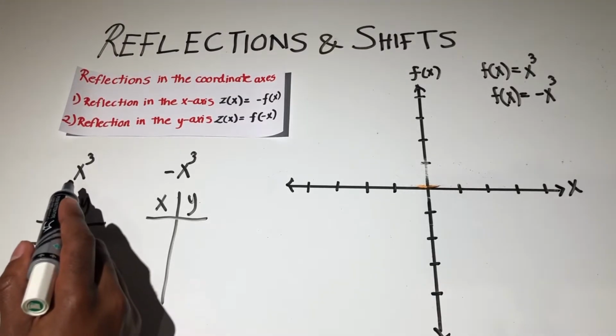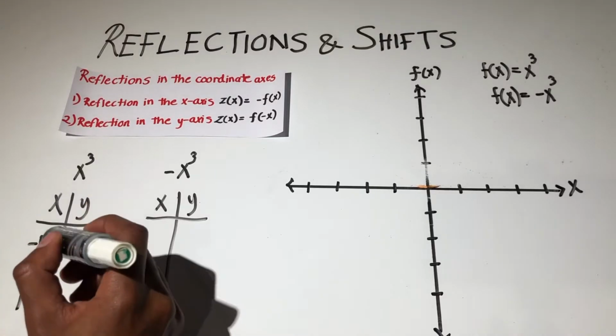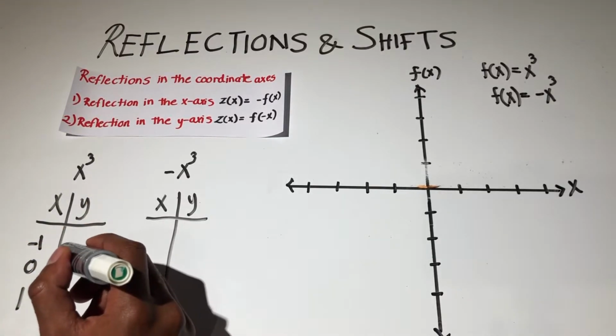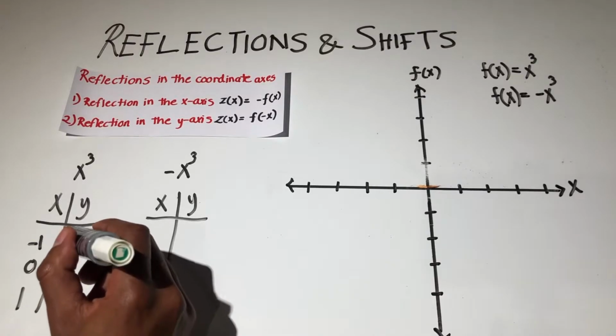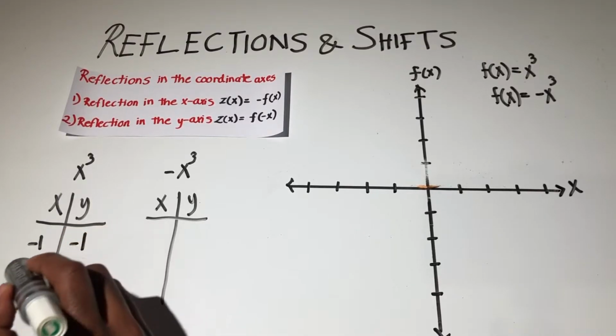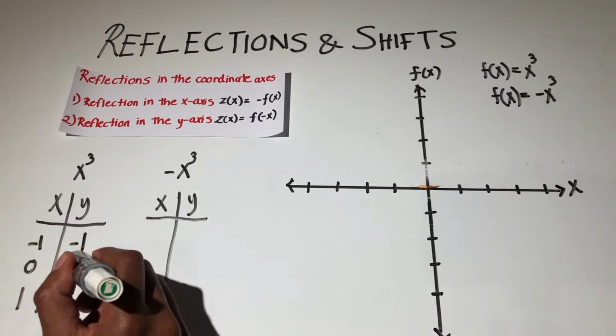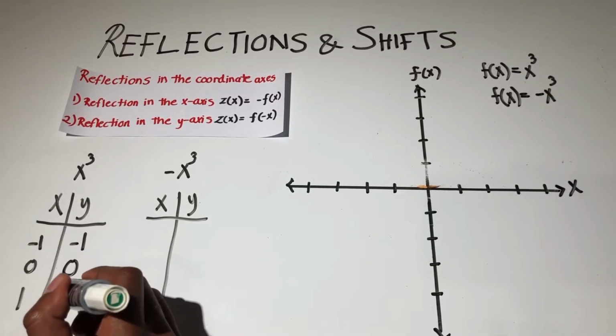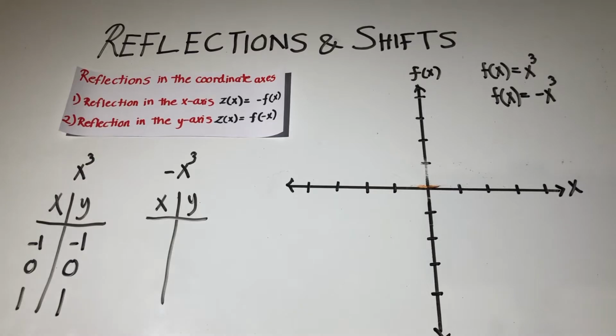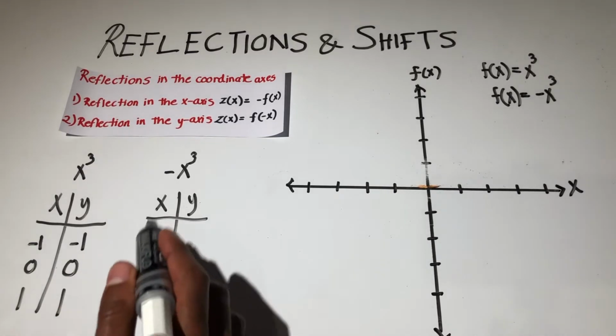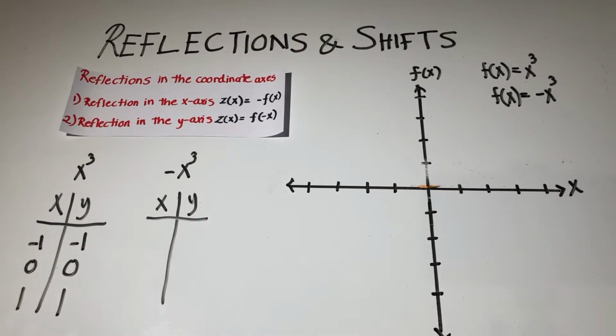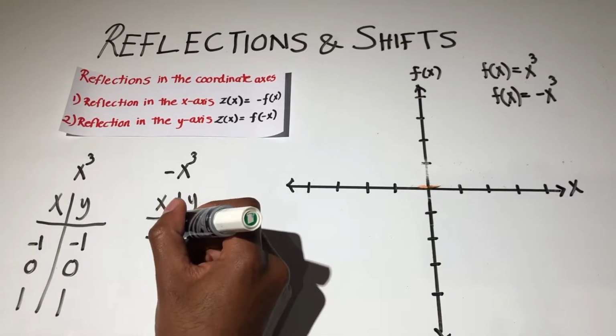If you plug in negative 1 into the function, you're going to get negative 1 times negative 1 times negative 1, which is negative 1. Now if you plug in 0, you're going to get 0. And if you plug in 1, you're going to get 1. Now let's try the second function. You have the same set of values.